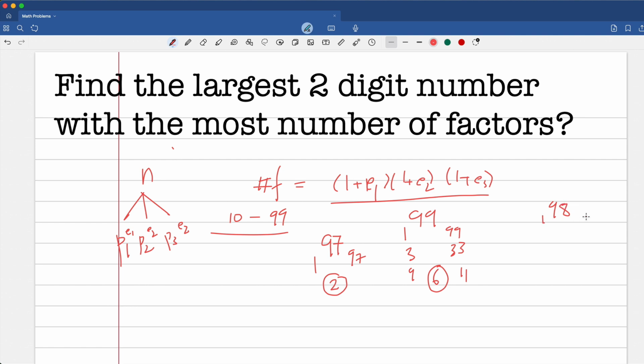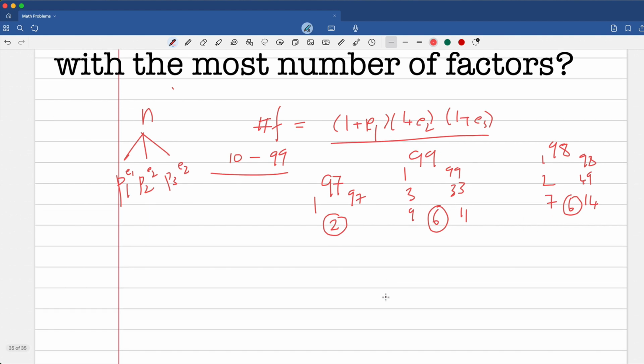And 98 would be 1 times 98, 2 times 49. You already know it's a multiple of 7. None of the others, not even 4, not even 6. So let's do 7 times 14, and that's about it. So the top three numbers are giving you some answer, but how can you be 100% sure that one of these is the answer? Can this be done in a different way?